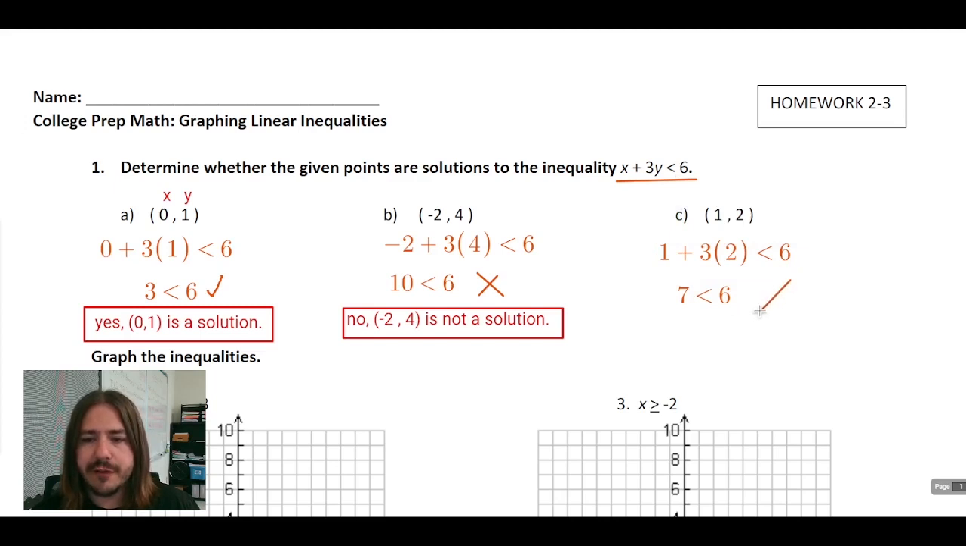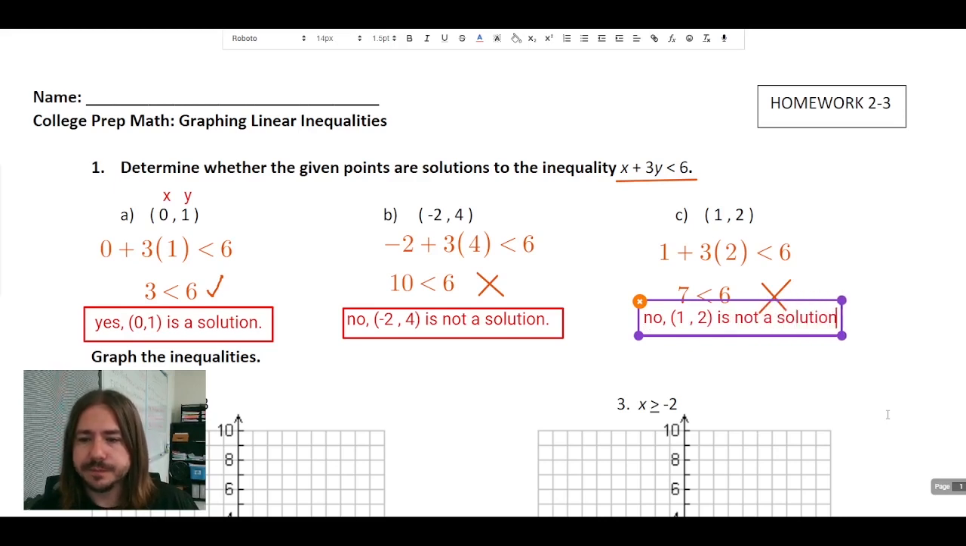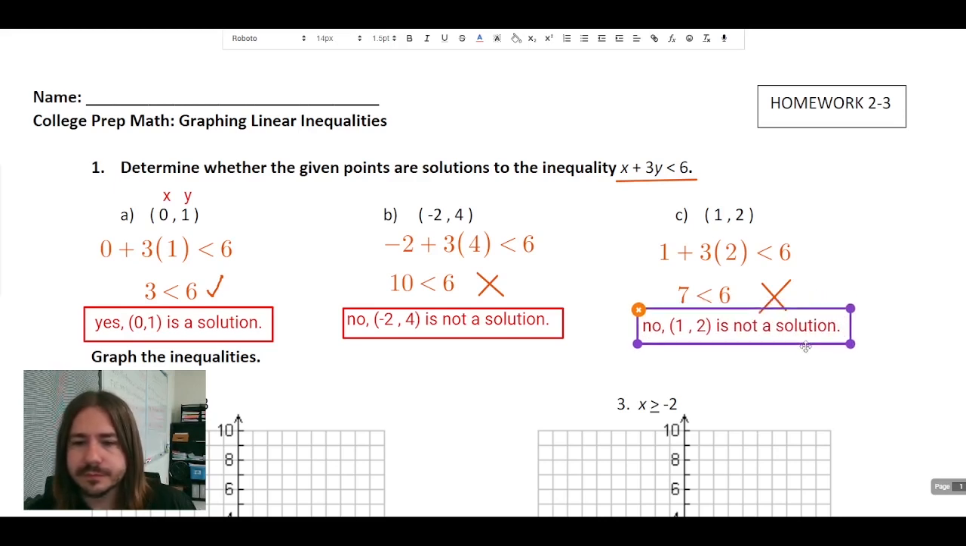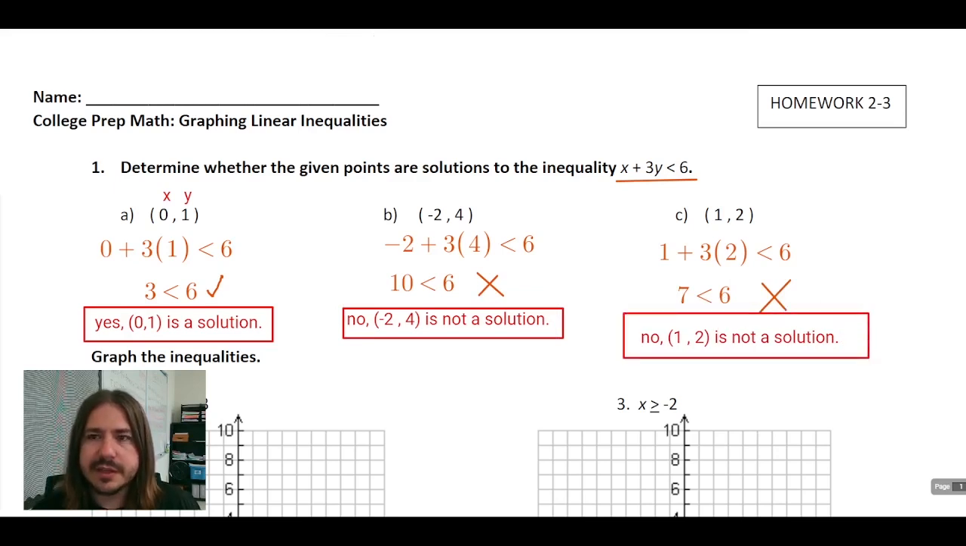So if we were to graph out that inequality up here, these points that are not solutions will not be in the shaded region. Okay, (0, 1) would be in the shaded region, but (-2, 4) and (1, 2) will not be in the shaded region. So we're going to say no, (1, 2) is not a solution. Box our answer, and that's it for this first section. Let's take a look at the next section.